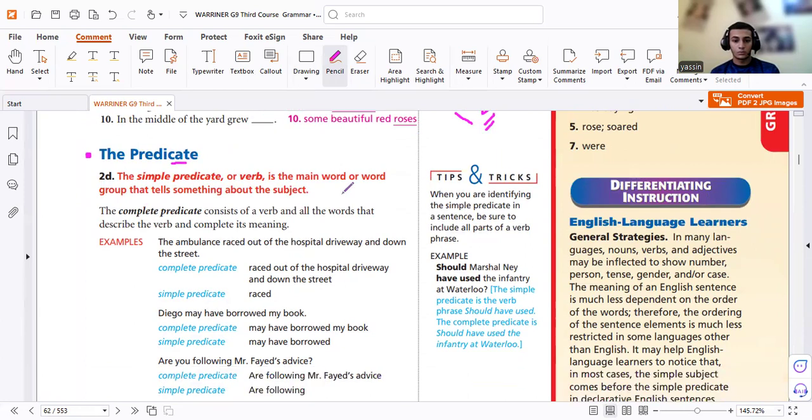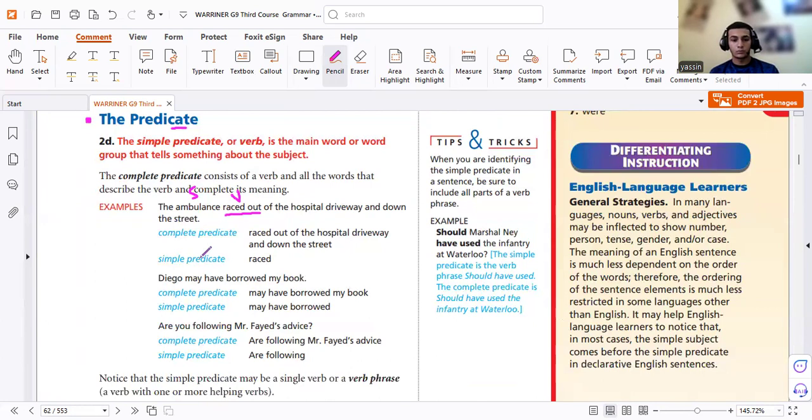But now, what is the predicate in the sentence? It is the verb. It says here, raced out. So raced out is the verb. Who or what raced out? The ambulance. So we have a subject, a verb, and then complements. So it is a complete sentence.